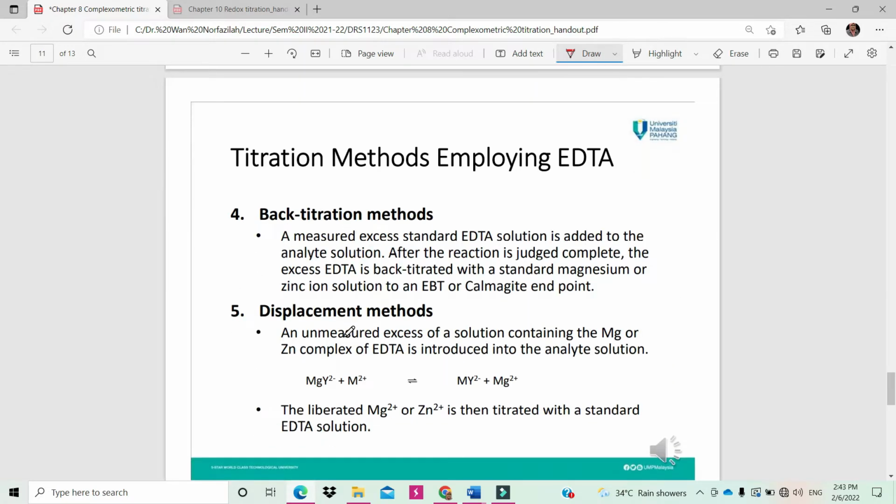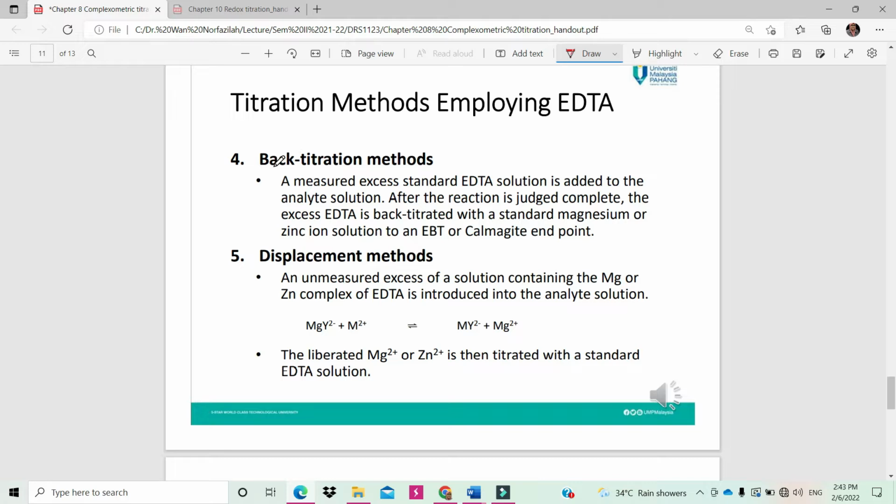Then we have another two titration methods for EDTA. We have back titration. Remember, for precipitation titration, we have Volhard, which is back titration. So in EDTA titration, or complexometric titration, we also have back titration, and the method is the same. The difference is what you use as the agent. In precipitation titration, you use a precipitating agent. In complexometric titration, you use a complexing agent. The last one is the displacement method, where you displace the ion that you want.